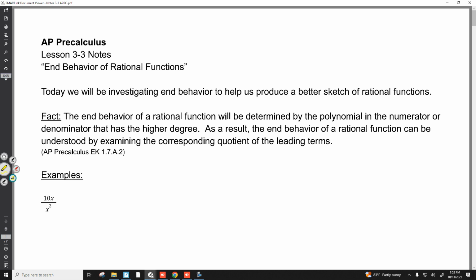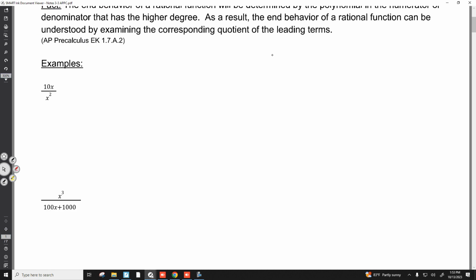We are talking about end behavior of rational functions. Now, notes are a little bit weird, so I'm just going to be jumping around. Just pay attention for the most part. Copy down when I tell you to copy down.